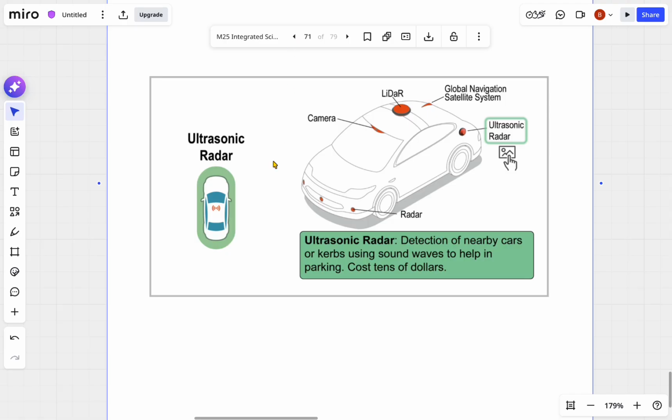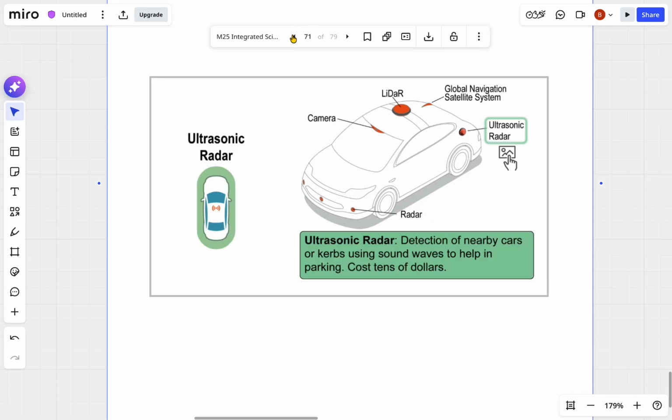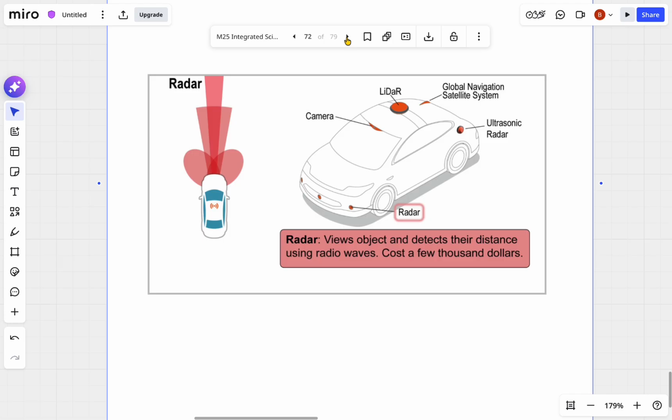Let's read this and next let's interpret them. Let's read what the ultrasonic radar does. The ultrasonic radar detects nearby cars or curbs using sound waves to help in parking. And next, the normal radar views and detects objects based on the distance using radio waves. After reading both of these, we can understand that both radars detect the distance and the speed of nearby objects, which helps the car avoid collisions and also assists in parking.